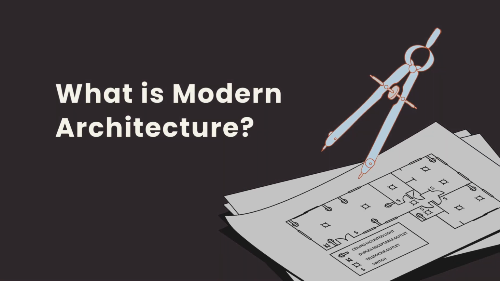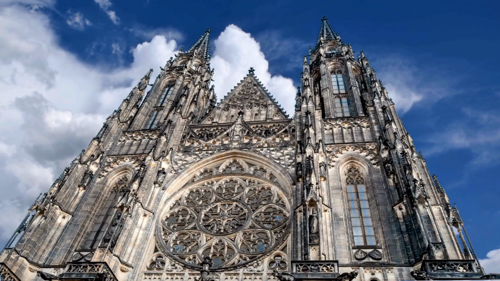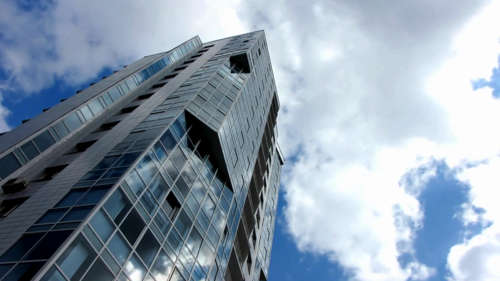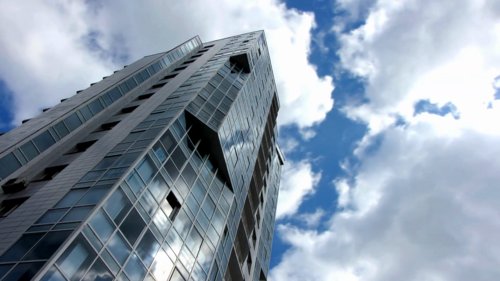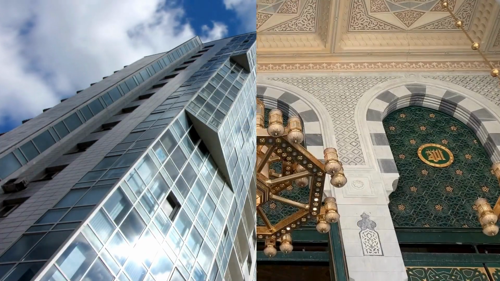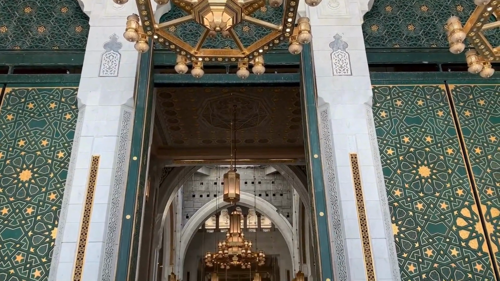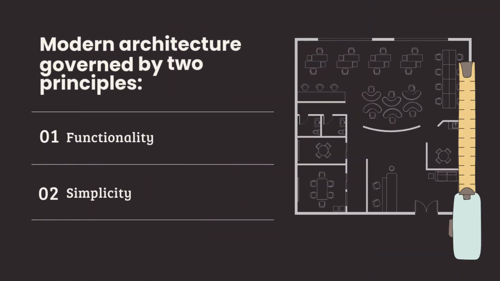What is modern architecture? Modern architecture is a movement born in 20th century Europe whose essence opposes the historical design trends. Modernism eliminated all ornamentation, flourishes and structures that adorned architecture since the classical era, through the Gothic, Baroque, and almost every trend preceding this movement. On the contrary, modern architecture embraced a new aesthetic governed by two principles: functionality and simplicity.